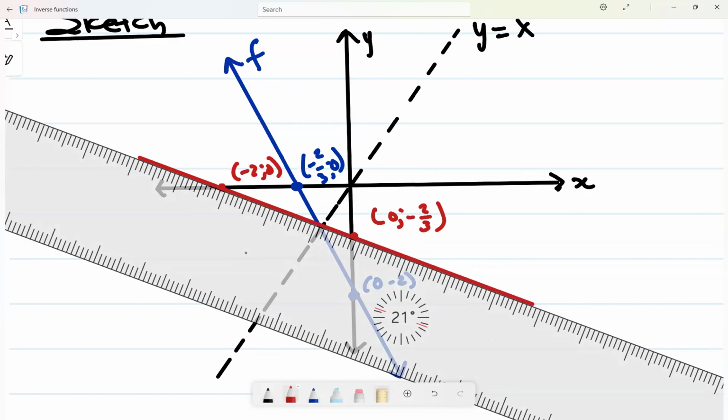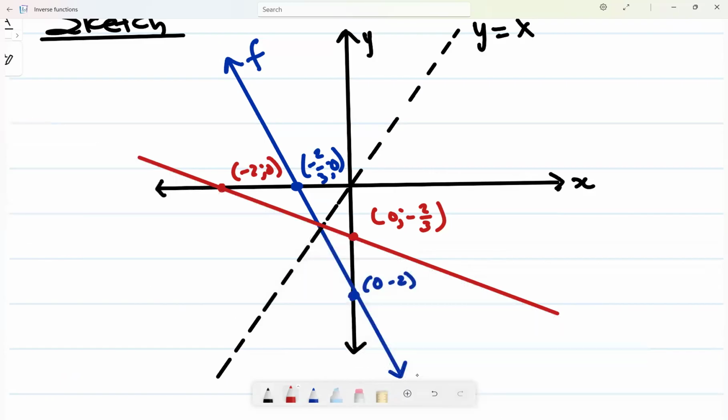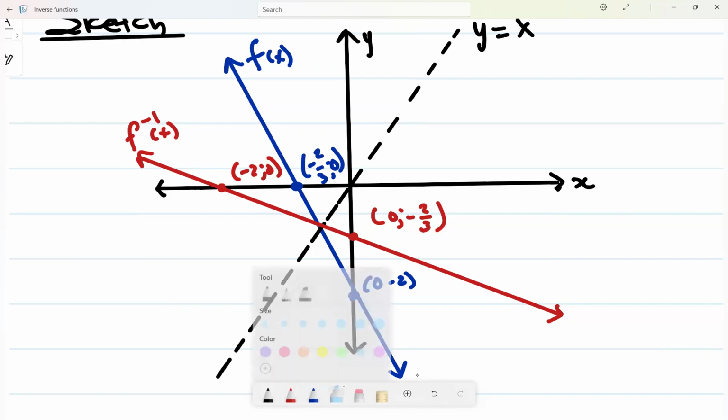Now this is the function of the inverse. What's important is that those two graphs should intersect somewhere. Please name this. This is the inverse. You can just say inverse of x, and this one is f of x. Can you see? There is a point now where they meet, where they touch.